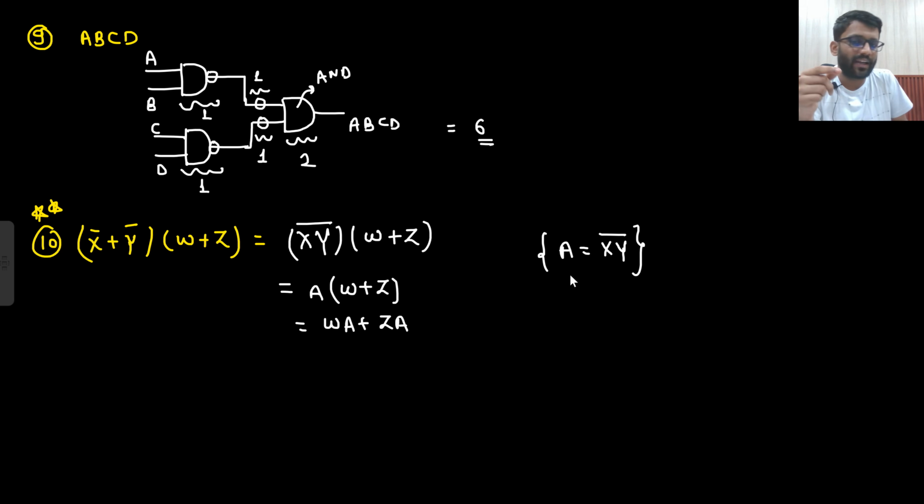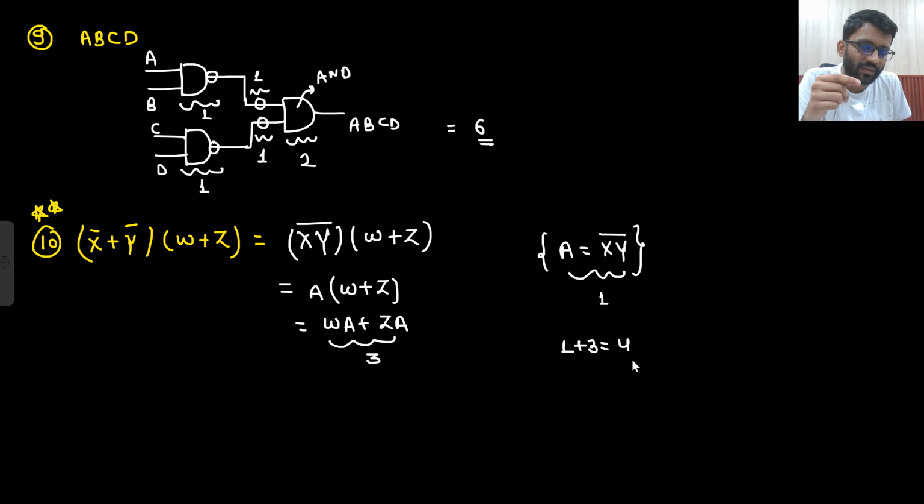To implement this a, how much will be required? 1. And to implement this, how much will be required? 3. So what will be the answer? 1 plus 3 is equal to 4. So in 4 NAND gates only you will be able to implement it. How? Let's check that out. What do I need to implement? What was my first question?